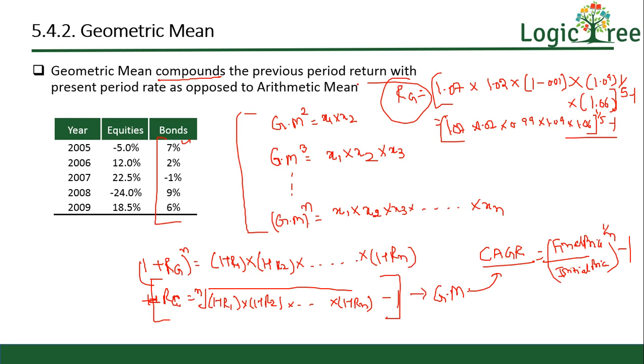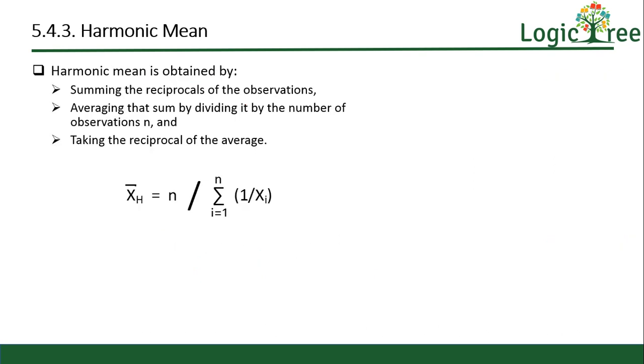Let's come up to the next topic, that is harmonic mean. Harmonic mean is simply the reciprocal of the arithmetic mean of the reciprocals of the numbers. Let's say there are two observations, x1 and x2. Now I want to find the harmonic mean of these numbers.